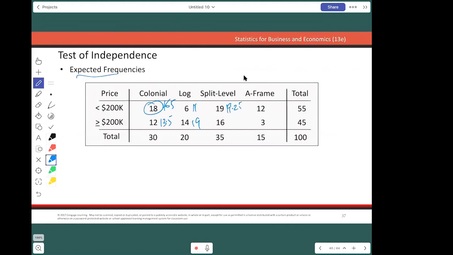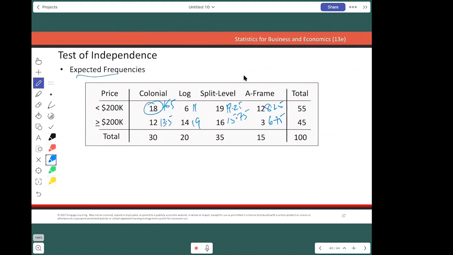So that's 19.25, which basically means that this is out of 35, so 15.75, because they must add up to 35. And 55 times 15 divided by 100 is 8.25. So that's 8.25 and must add up to 15, so it's 6.75. All right, so those values in blue are the expected frequencies. Whoever made those notes actually recopied the table but did not change the numbers.